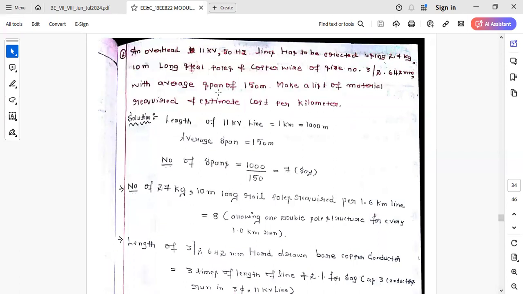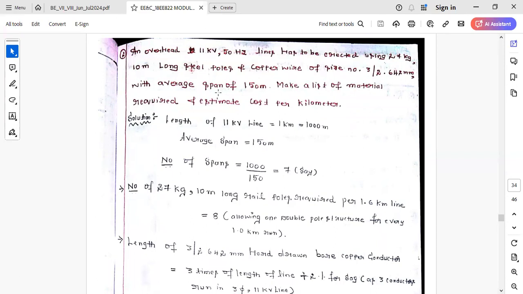Now let's dive into the second problem in the electrical estimation costing 18EE822. This problem comes under module 4, that is, estimate of overhead transmission and distribution lines. We already solved one problem related to earthing and stay wires. Now let's move on to the next problem. It's related to distribution.